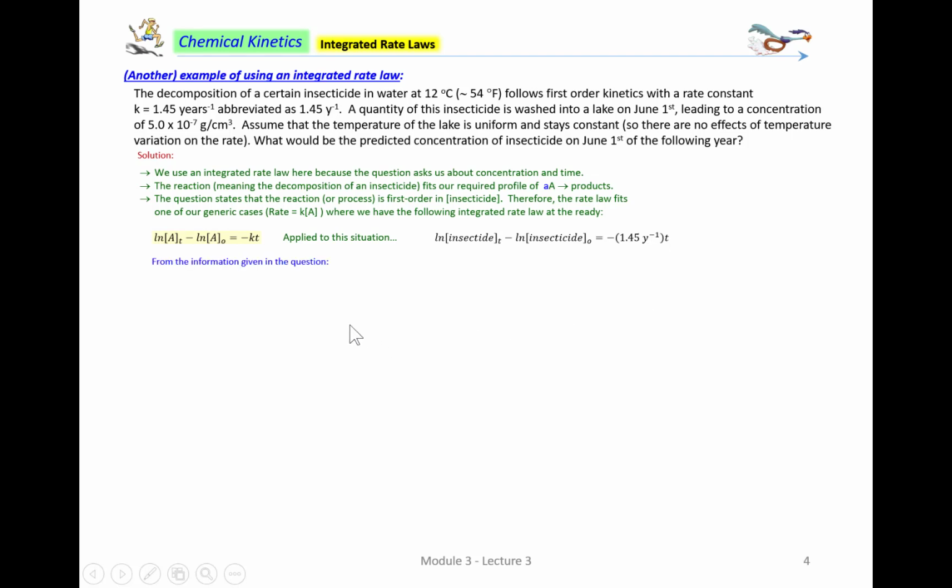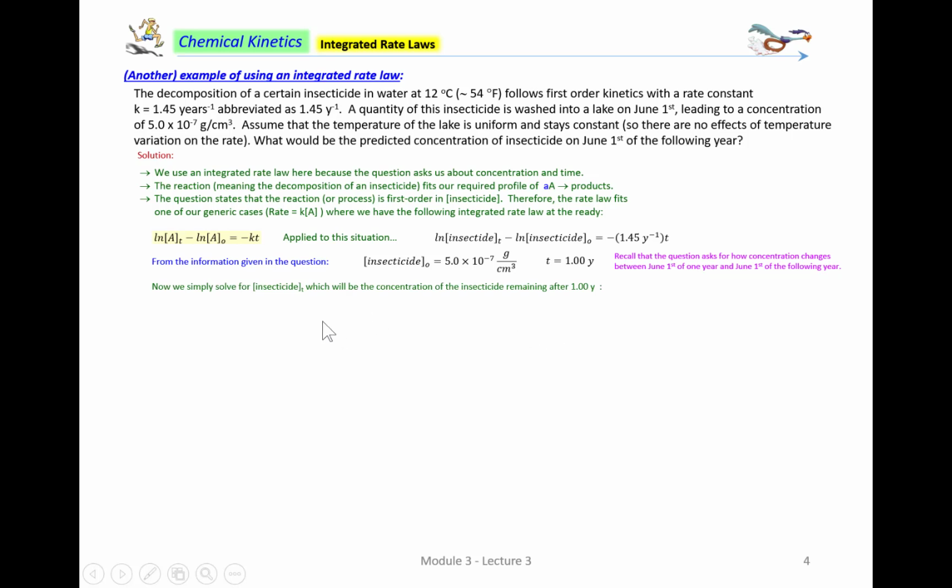Now from the information given in the question, we know the initial concentration of insecticide is 5 times 10 to the minus 7 grams per cubic centimeter. We know the time is 1 year because we're going from June 1st to June 1st. And now we simply solve for the concentration of insecticide at this future time t. So we have the natural log of the insecticide concentration at some future time t minus the natural log of the starting concentration equals minus 1.45 per year times 1 year.